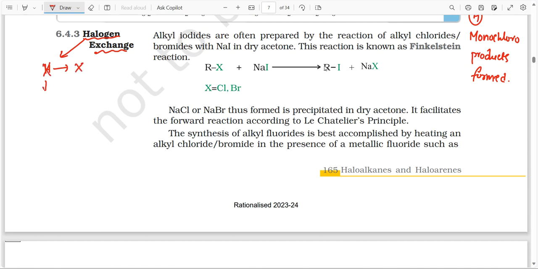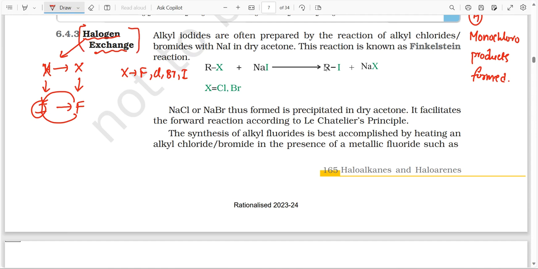For example, halogens are fluorine, chlorine, bromine, and iodine. Let us consider this X may be iodine, and the other halogen is replaced by fluorine. So iodine is replaced by fluorine, and fluorine is also replaced by iodine. This type of reaction is called halogen exchange.